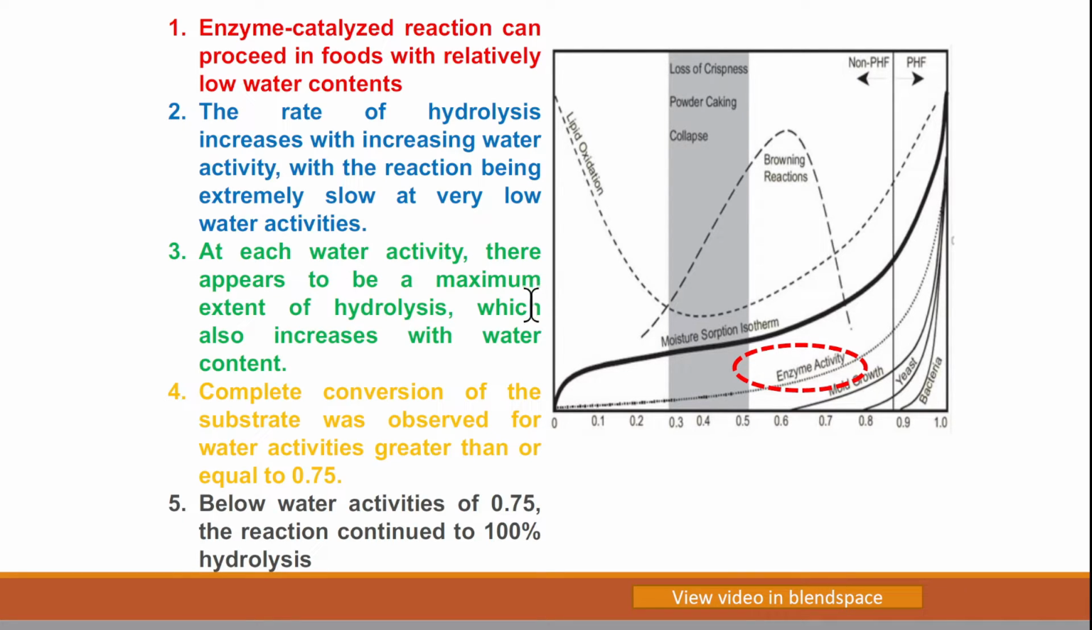At each water activity, there appears to be a maximum extent of hydrolysis, which also increases with water content. As shown here, for example, water activity increases but then decreases. There's a maximum here in the browning reactions. Complete conversion of the substrate was observed for water activities greater than 0.75, so around here, which is quite high. Below water activity 0.75, the reaction continued to 100% hydrolysis, meaning free water molecules achieve 100% level.